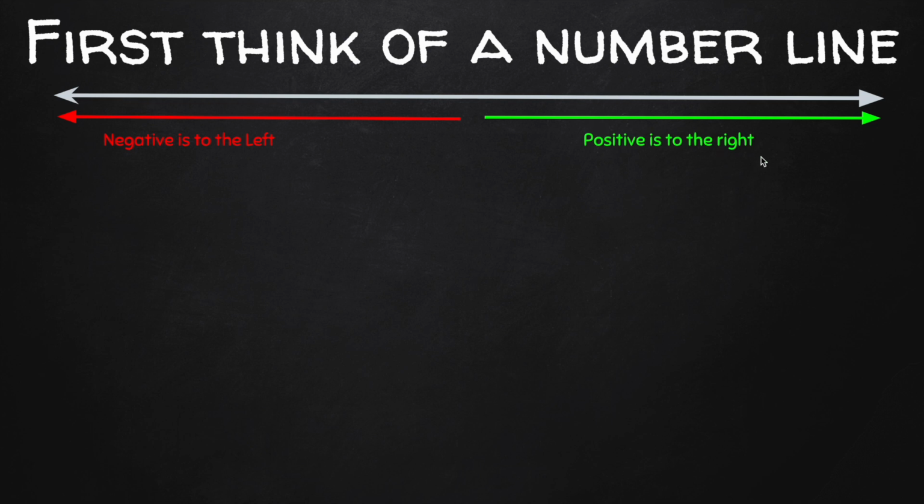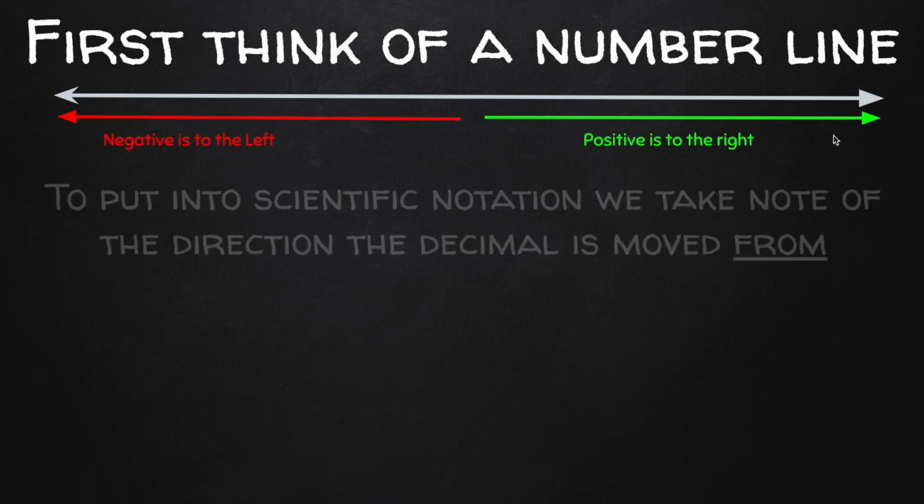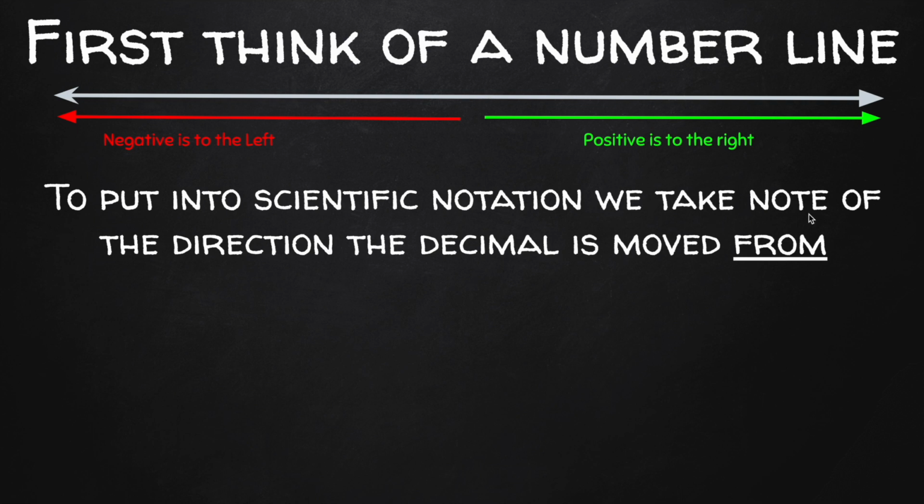And I don't necessarily mean when I go to the right, I'm going to land on a positive, or if I go to the left, I'm going to land on a negative. What I'm talking about is the direction. If I'm going to the left, then I'm going toward the negatives. If I'm going to the right, I'm going toward the positives. Okay? So to put it into scientific notation, we take note of the direction the decimal is moved from.